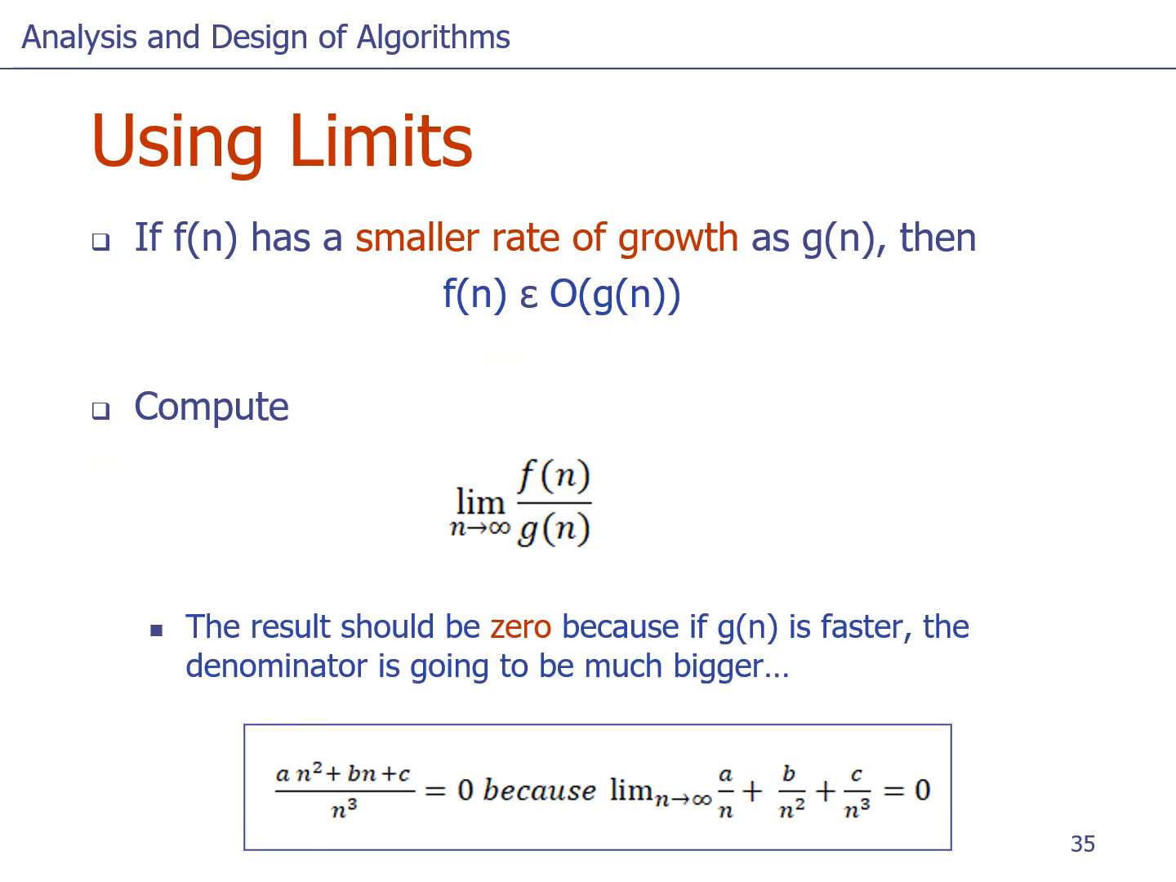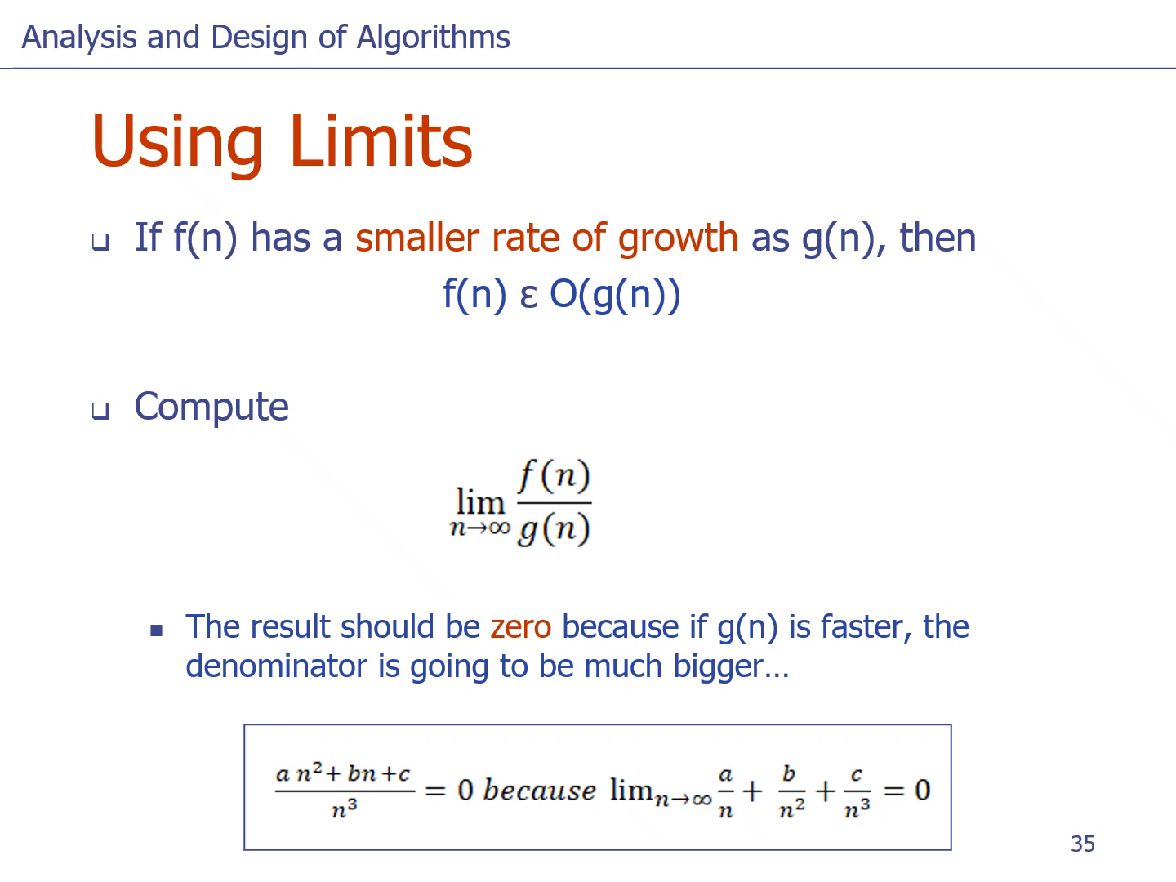Now the second case, where f of n is in O of g of n. What this means is that f of n is growing slower than g of n. Now if I take the limit, since f of n is growing slower than g of n, the result will converge to 0. So the result will be 0. Just like the example I have at the bottom here, I have a n squared plus b n plus c divided by n cubed, because I'm trying to prove that it is in O of n cubed.